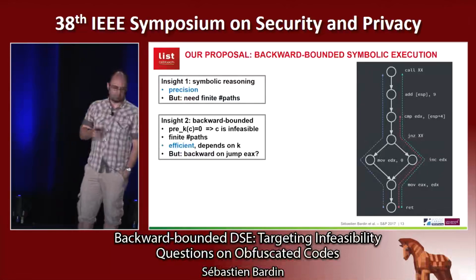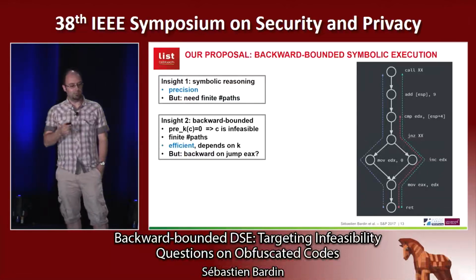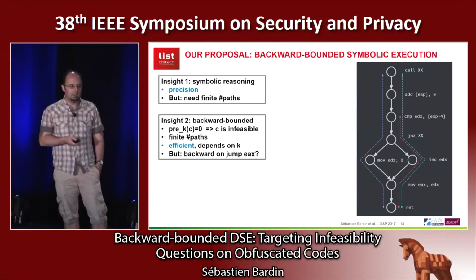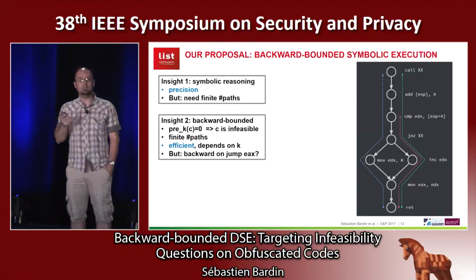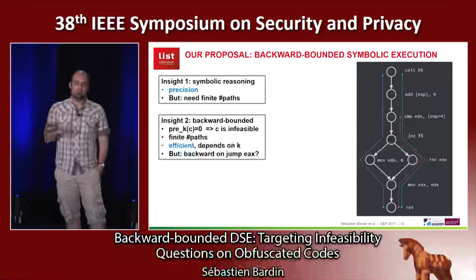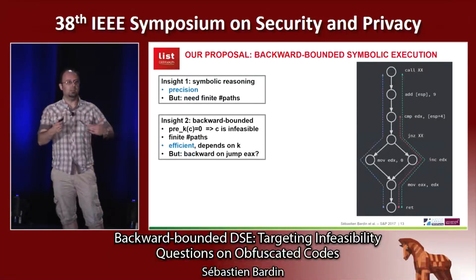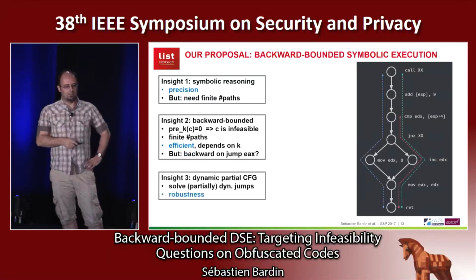Okay, great. But still there is another problem. We need to do some backward reasoning on binary. But how do you do that? On source code, C code, it's quite easy to do backward reasoning. But on binary code, you can have dynamic jumps, you can have encryption, you can have self-modification. It seems to be very hard to go backward. So this is the third insight.